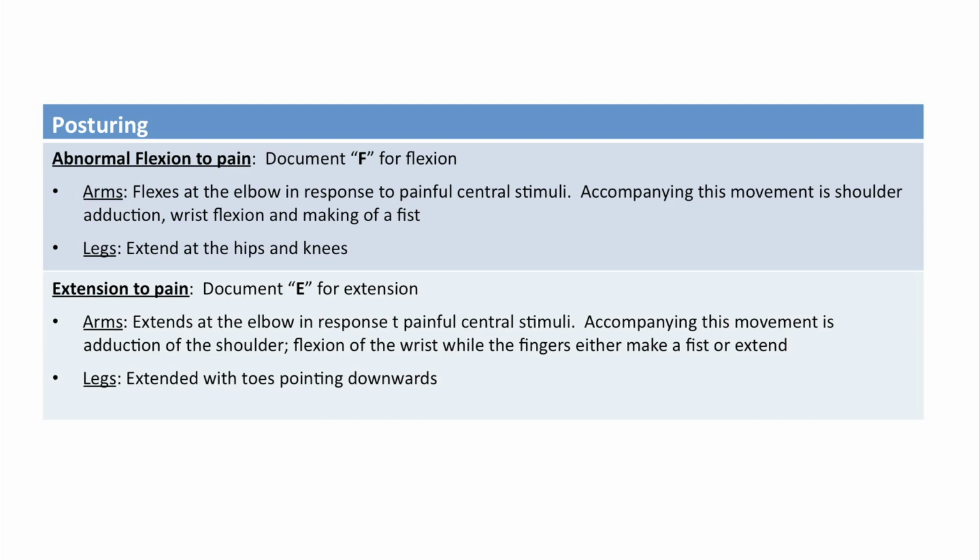Extension to pain, document E for extension. The arms extend at the elbow in response to a painful central stimuli. Accompanying this movement is adduction of the shoulder, flexion of the wrist while the fingers either make a fist or extend. Legs extended with the toes pointed downwards.